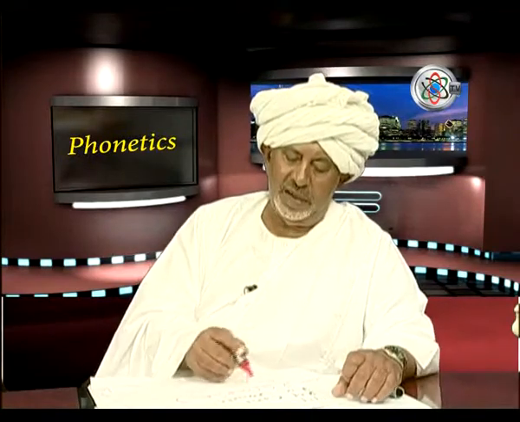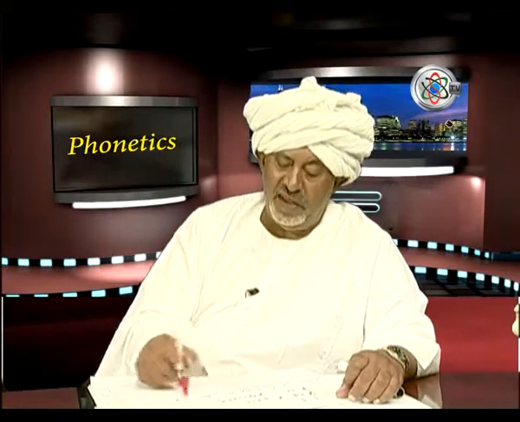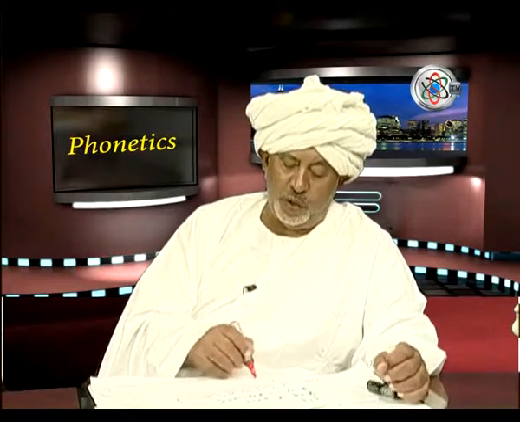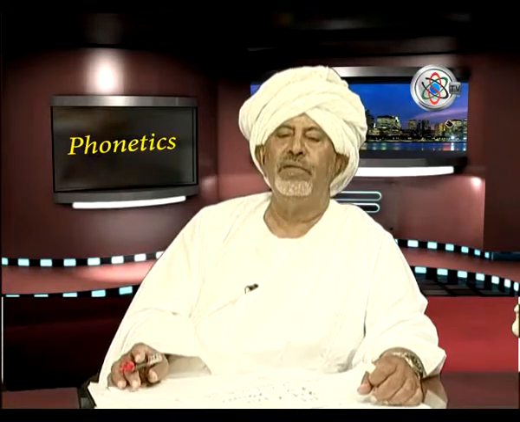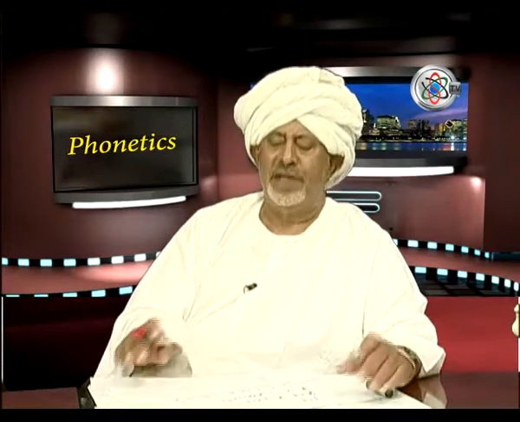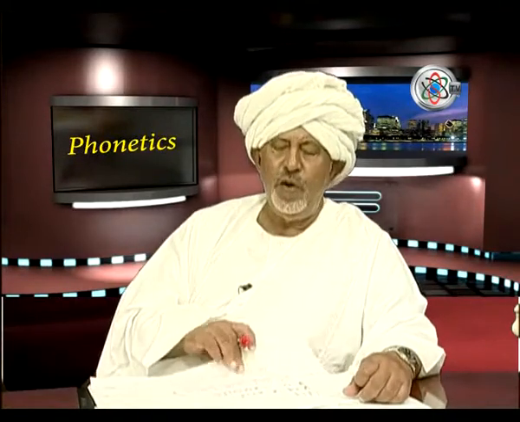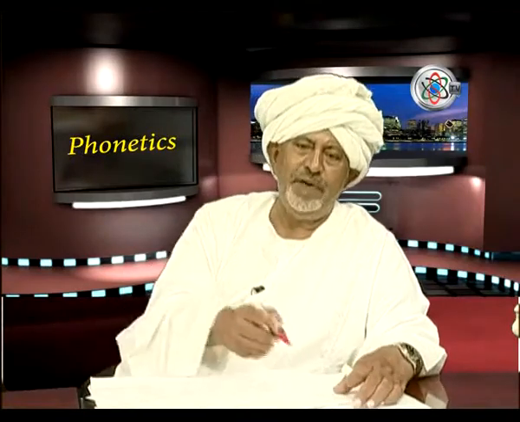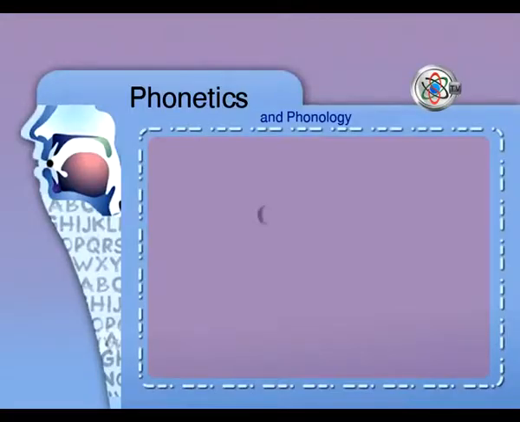Now, the same with consonants. In English, there are 26 letters. If you take away these five, then you are left with 21 consonant letters. Three of these are completely useless. I show you how. For example, the letter C. The letter C is pronounced either ka or sa. And we have the letter K and the letter S in English. What is the point of having a letter C?